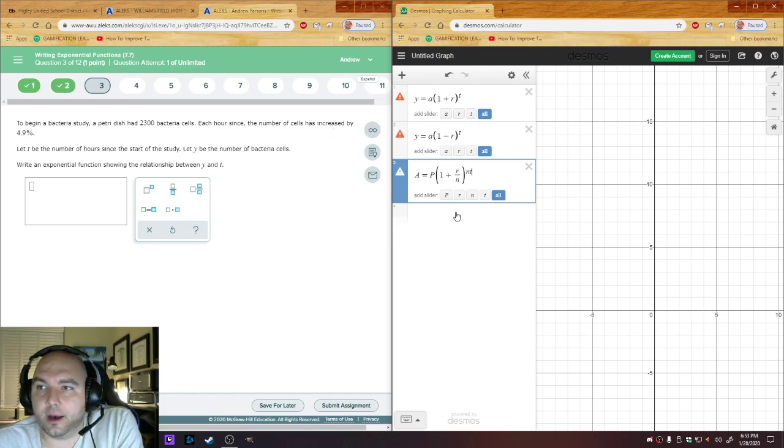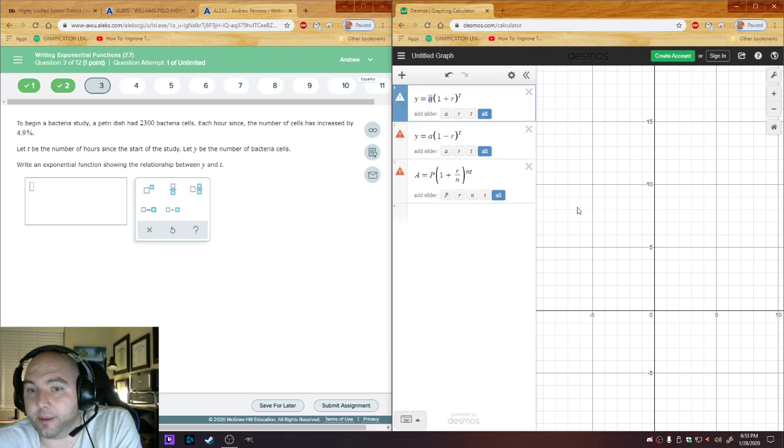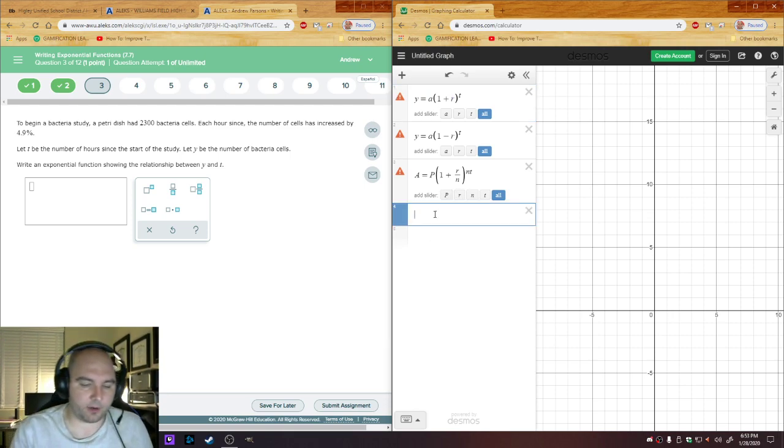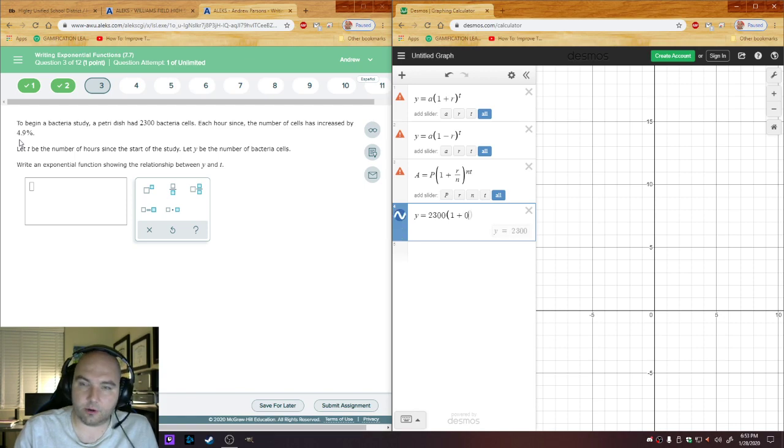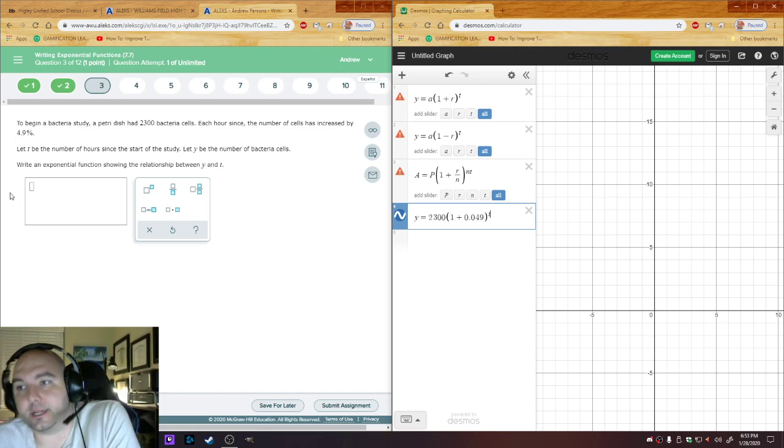a times (1 plus r) to the t. And all I need to fill in is a, the starting amount, and r, the rate at which it increases. So when I write it, I'm going to write y equals 2,300(1 plus... Now, be careful when you do the rate. My rate says 4.9%. You have to turn that into a decimal. So I'm going to turn it into 0.049, to the t. And that's kind of the answer. I'm going to fix that up a little bit here.